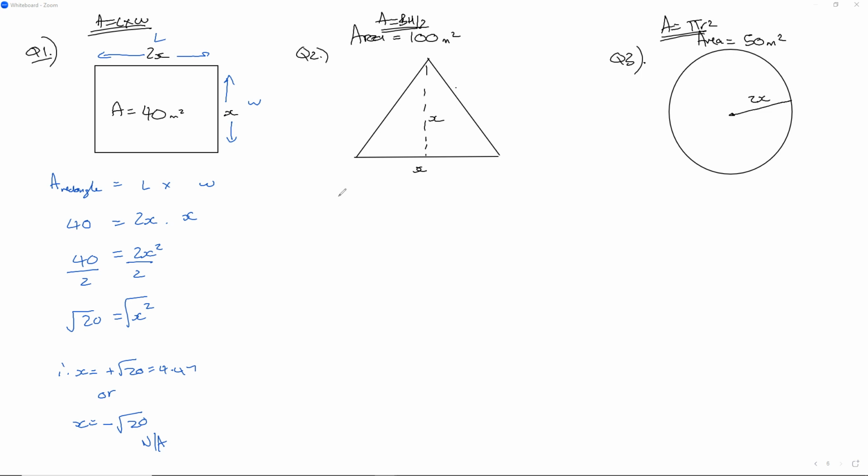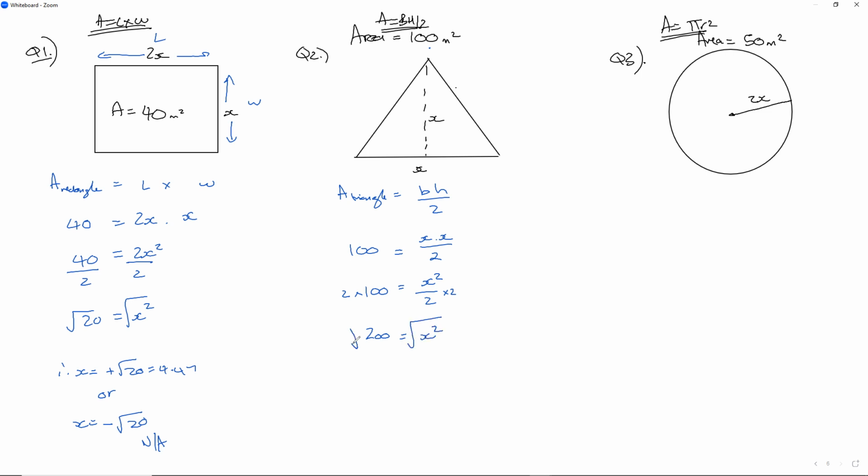So the area of a triangle is given by base times height divided by 2. My base is given as x, and my height is given as x, and I'm dividing it by 2, and my area was given as 100. This is x times x, which is x squared over 2 equals 100. And so now I'm going to multiply by 2 on both sides. And 200 is going to equal x squared.